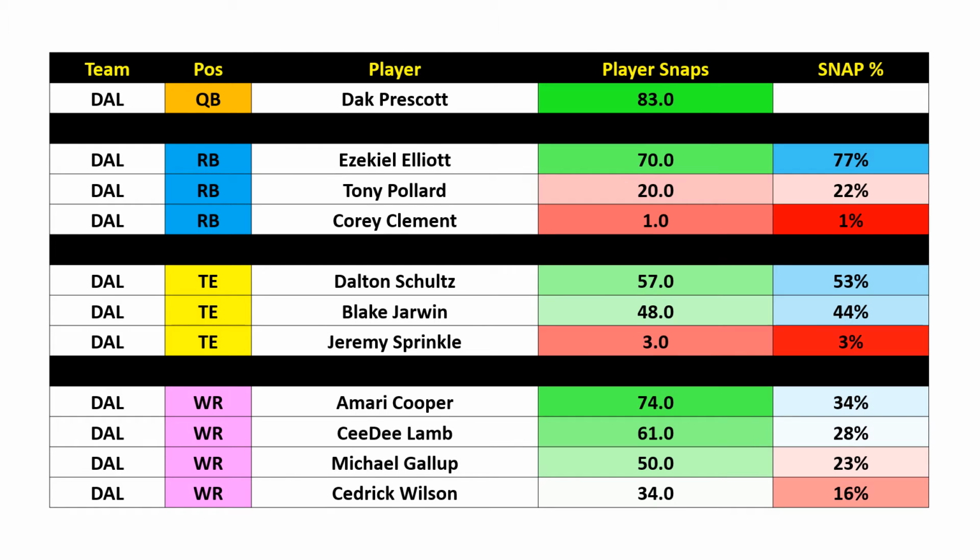Elliott, Pollard, the backup. Schultz and Jarwin looks like they're going to split, so that kind of hurts each one. Cooper, Lamb, Gallup in that order. Gallup's hurt, so Wilson moves up. Maybe a DFS play, reaching. I don't know. Could slip up. I think Cooper and Lamb, they're the 1-2. Probably 1A, 1B.